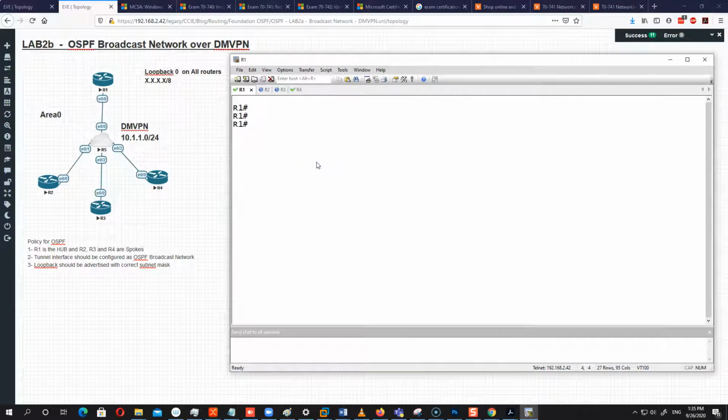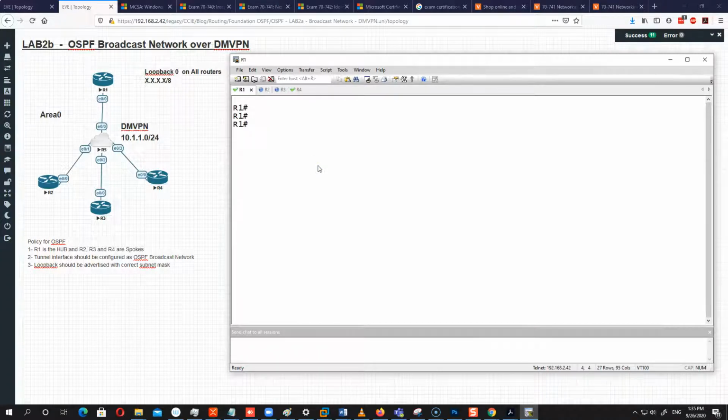Okay guys, so we are back in our LAB2b, which is a broadcast network over DMVPN. That's the requirement of the exam. Not many companies are running DMVPN right now because most of the security features are going towards the site-to-site VPN. But this is an option. This is what they're testing, so it's good to know about it.